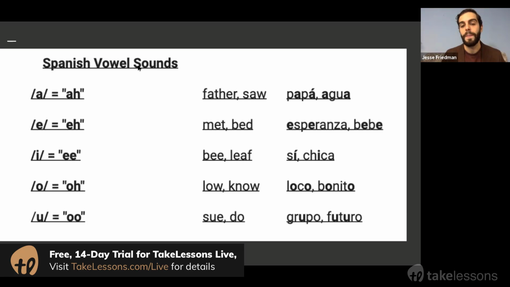The wonderful thing about Spanish is, unlike in English, Spanish is completely phonetic. What that means is we have one sound per vowel, and it always follows the same pattern, right? So in English, sometimes we'll have words like, I don't know, negotiation, right? Negotiation.